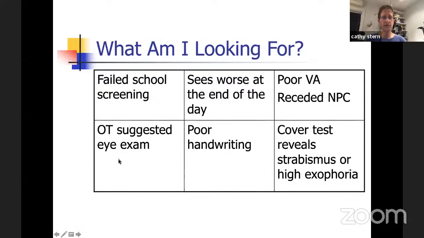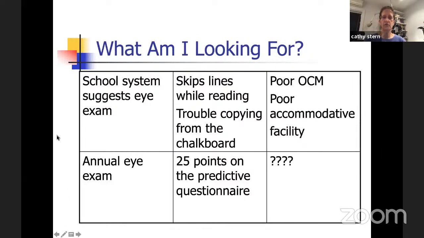What if an occupational therapist suggested an exam because of poor handwriting? Well, maybe you find they have a high exophoria or esophoria, or maybe they have a strabismus, especially an intermittent strabismus. What if the school system suggests an eye exam because the child is skipping lines while reading, or they're having trouble copying from a chalkboard or a whiteboard or whatever they're using these days? Maybe you now find they have poor oculomotor skill, poor accommodative facility. These are all things that you can test for in just a few minutes.